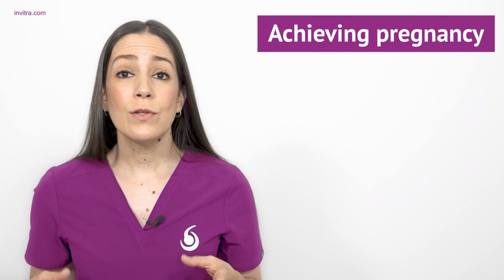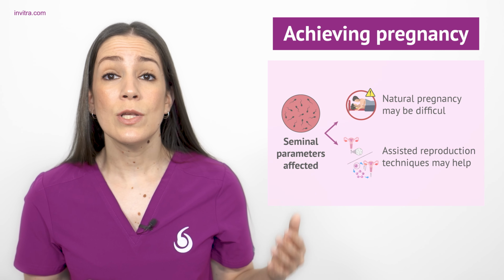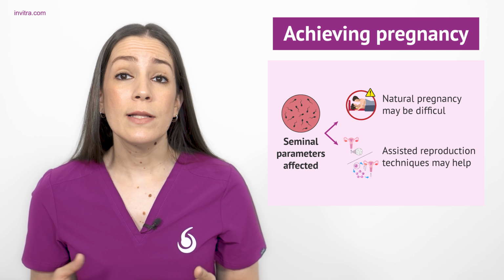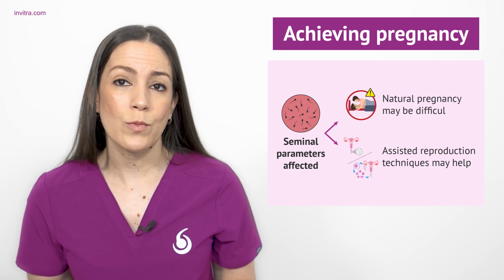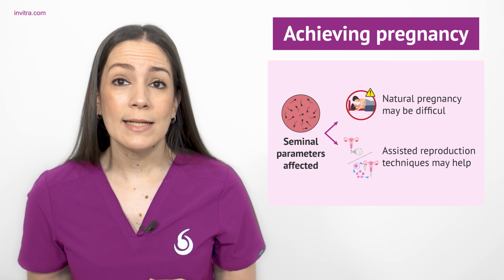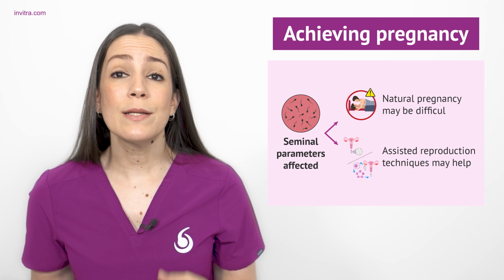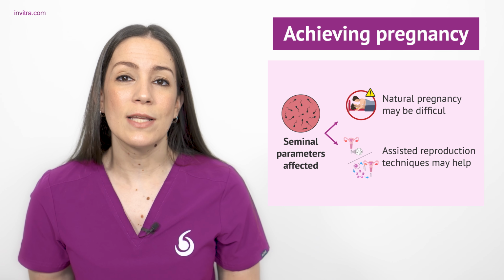oligoasthenoteratozoospermia. Based on the affected seminal parameters and their severity, a man might face varying levels of difficulty in achieving natural conception with his partner. Nonetheless, if these challenges occur, assisted reproductive technologies may assist in achieving pregnancy.